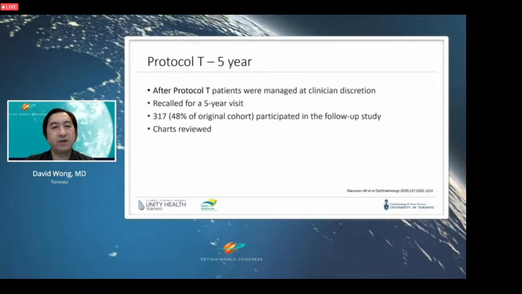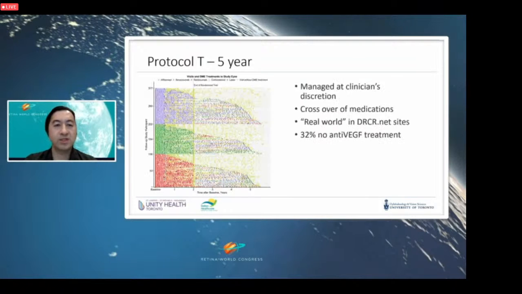to resolve, and this is an important concept to know on Protocol T. Now, the Protocol T 5-year data just got released, and this is interesting to look at. What happened here is the patients were managed at Protocol T DRCR-net sites, and they're at the clinician's discretion. Patients were recalled at the 5-year visit, and 48% of the original cohort was participating in the study, and it's essentially a review of their charts when they came back in that 5-year visit. Well, this is an interesting graph when you look at it, and again, remember the disease was managed at this point at the clinician's discretion.